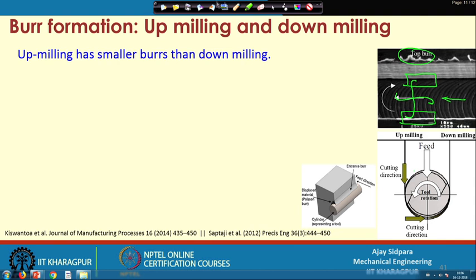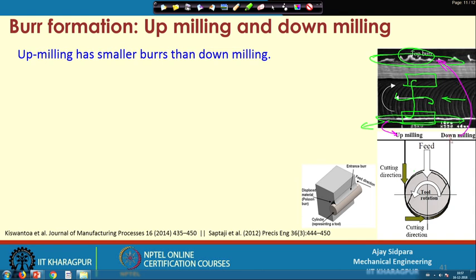Now, consider, now you can see that on this particular side you will find very little burr formation, but in this particular case you will find a lot of burr formation. So, this particular side is the up milling. So, this is called the up milling side and this one is called the down milling side.